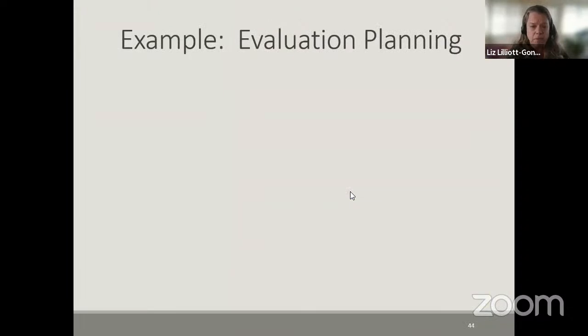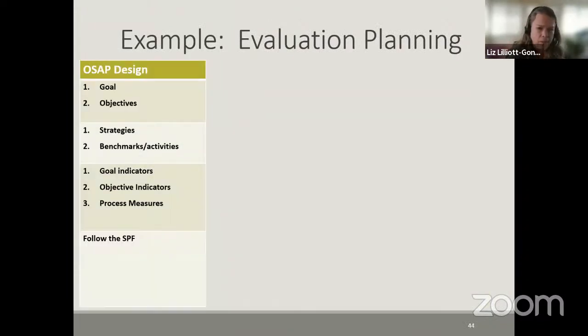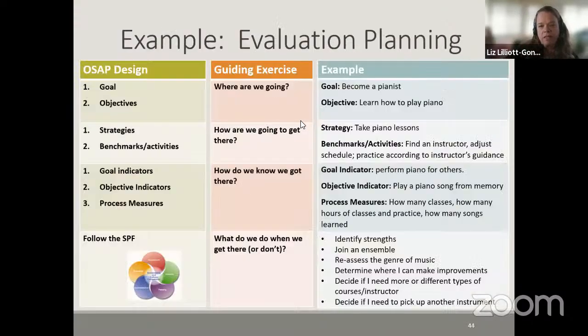So an example here, there it is. As we mentioned, here's our OSAP design, the goal, the objectives. Can you actually fill out the entire slide? Yeah, thank you. Oh, there we go. So I like to read this laterally. If you start with the goals and the objectives, you have your goal, your SMART goal and your SMART objective.